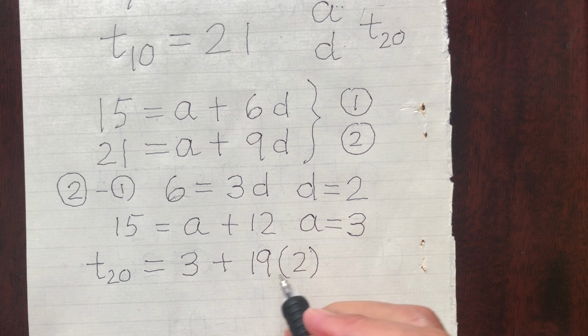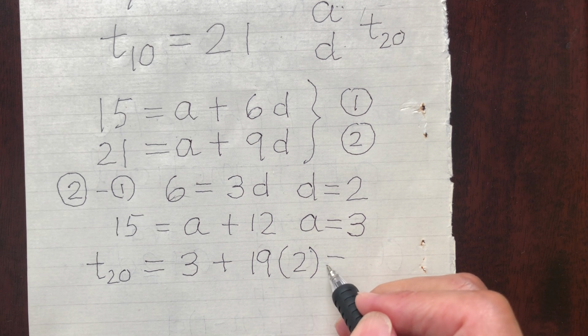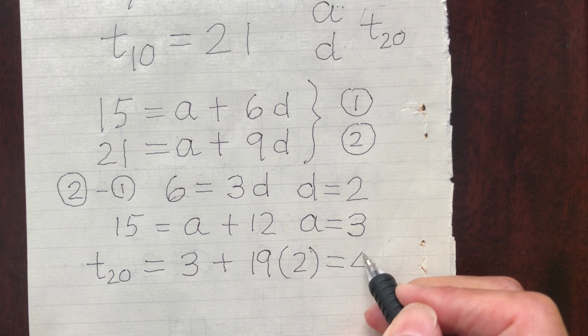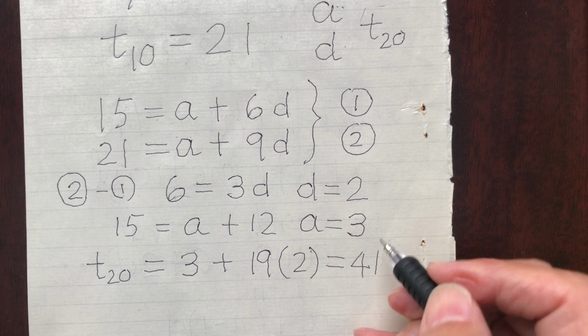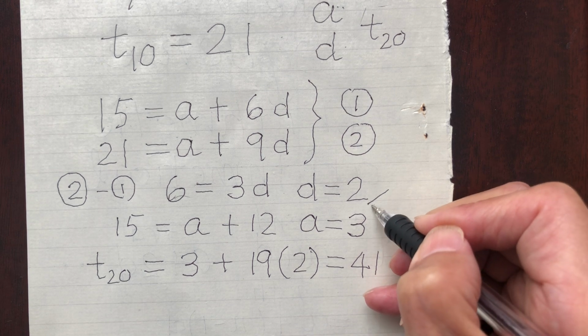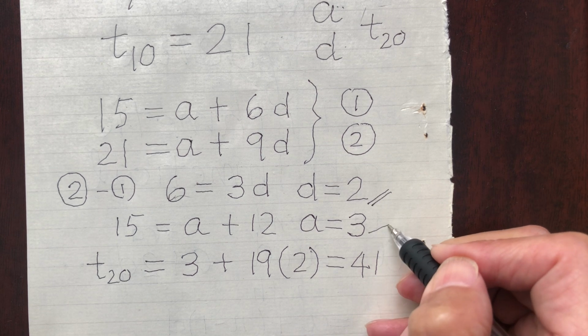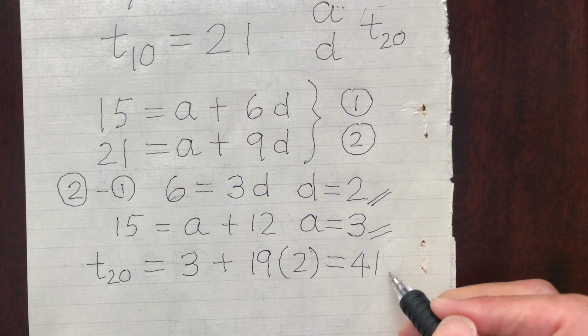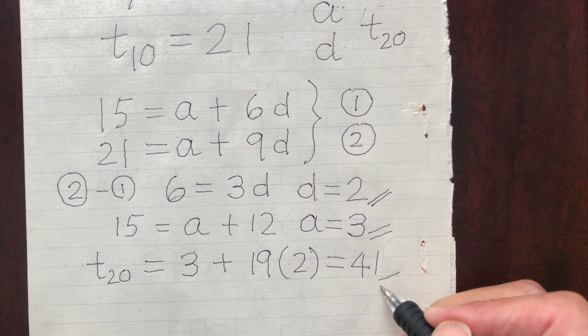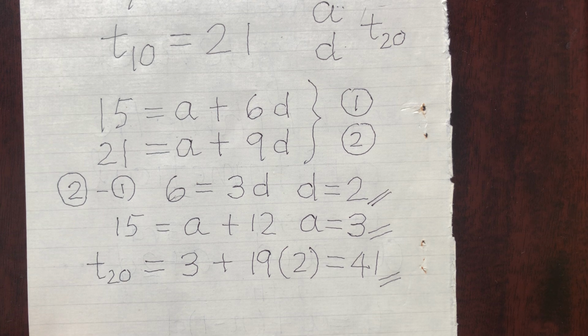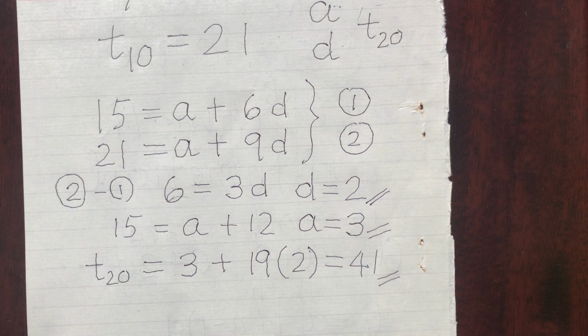And then if you do this, it is 41. So I have the answer now. D, I have the answer A, I have the answer T20. This is all about sequence.